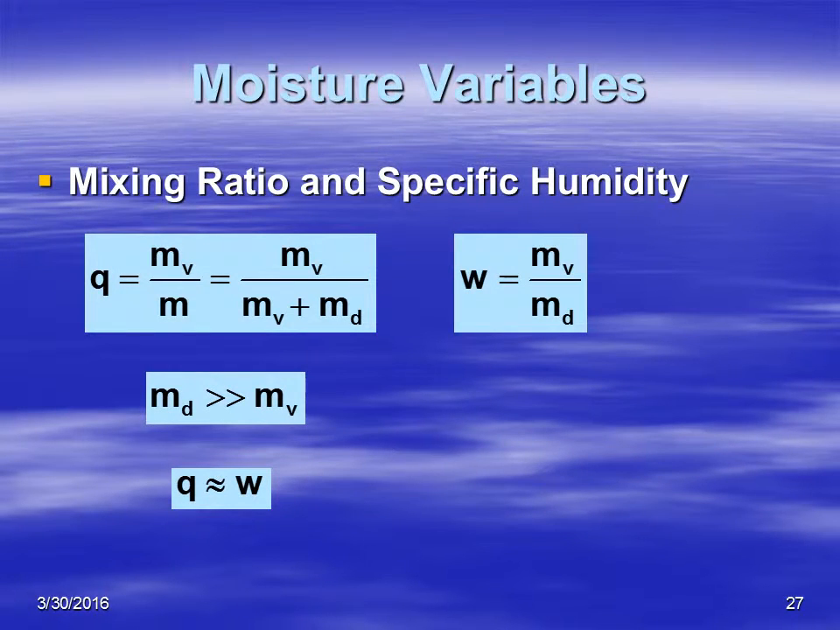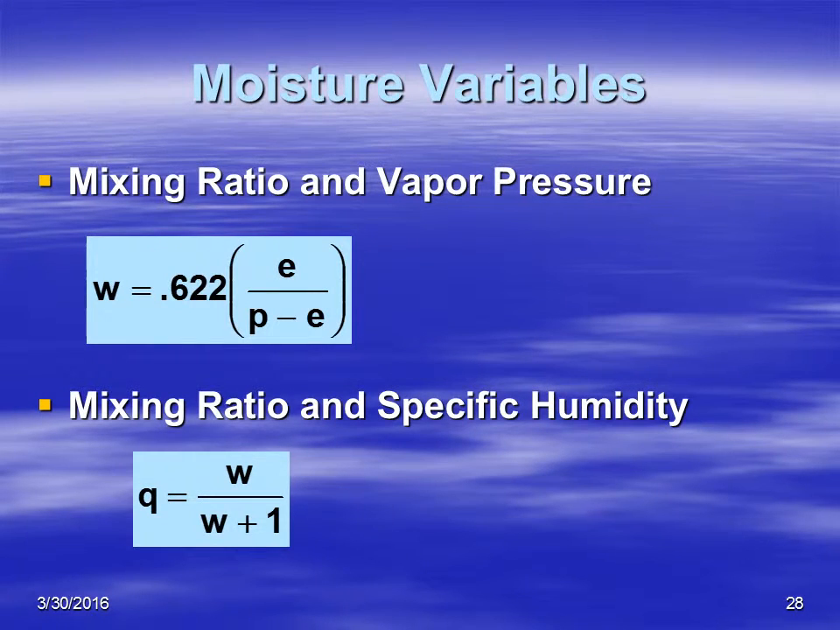And here's some equations for you that you can use, how to go from mixing ratio to specific humidity and back and forth. Remember that the mass of dry air is usually much bigger than the mass of water vapor in the atmosphere. So as a result, your specific humidity is going to be really close to mixing ratio. And here's some other equations you can use to calculate the mixing ratio based upon the water vapor pressure in the air and atmospheric pressure. And also you can calculate specific humidity from mixing ratio.